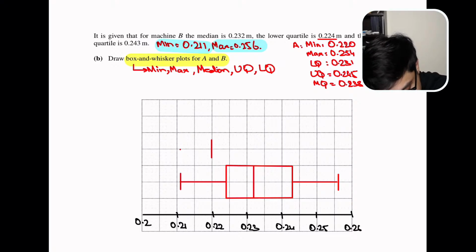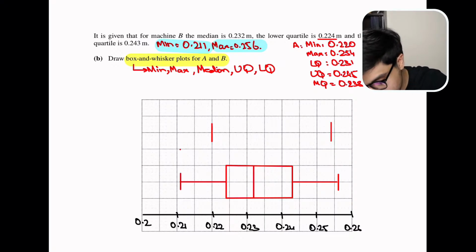The maximum is 0.254. So the maximum is 0.254. So it's going to be somewhere over here, right? This is what it is supposed to be. 0.254 is somewhere over here. Then comes 0.231. So 0.231 is going to be, wait a second, let me just do it a little deeper. So yes, right, this is how it is supposed to be done.